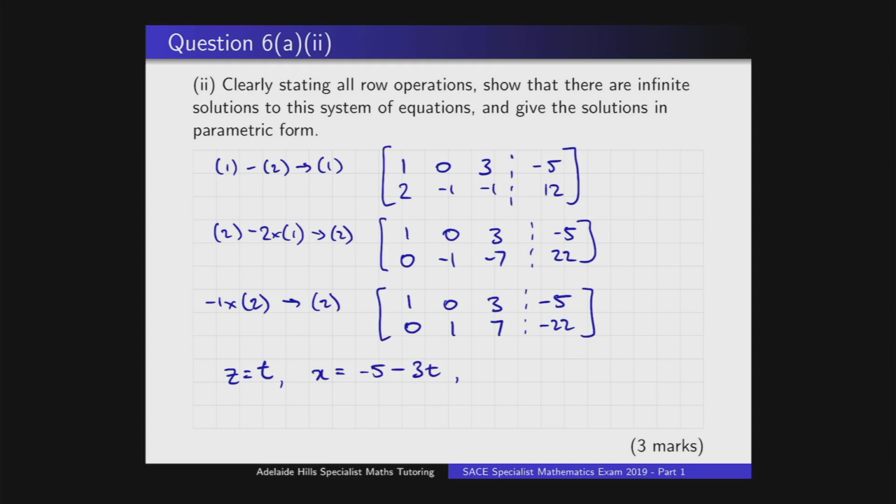And the second row is telling us that y plus 7 times z equals minus 22. And so y is equal to minus 22 minus 7t, because z is equal to t in this particular parameterization. And so that's a parametric form of the solution. And you can see this is the parametric form of a straight line.